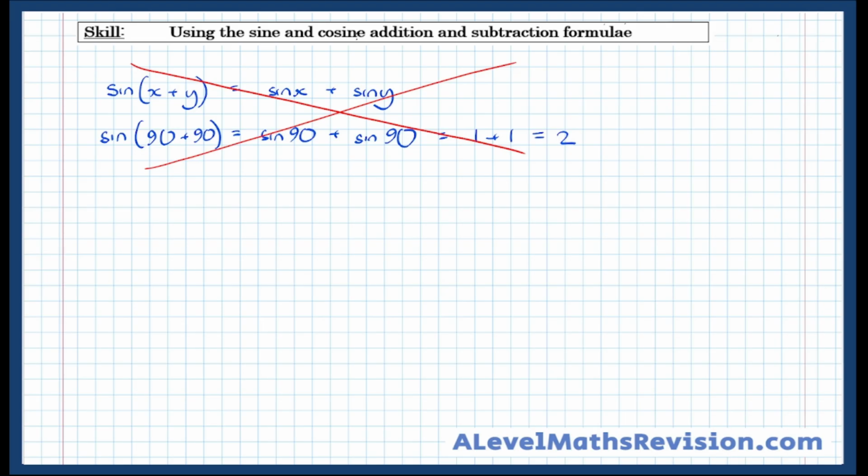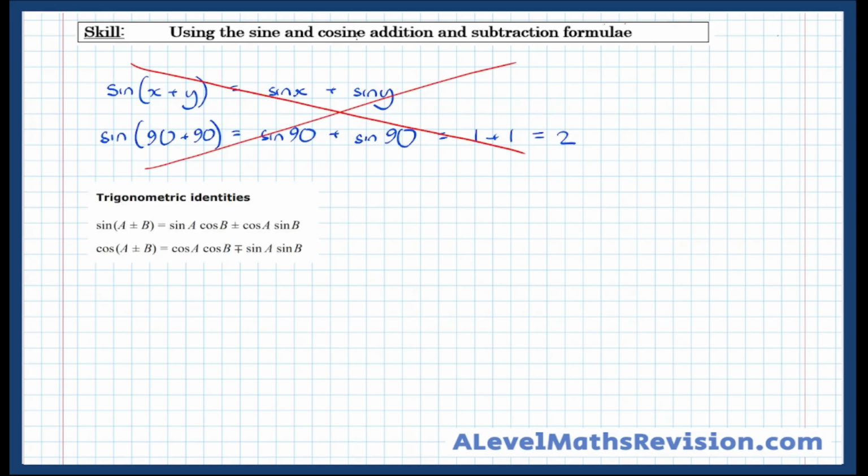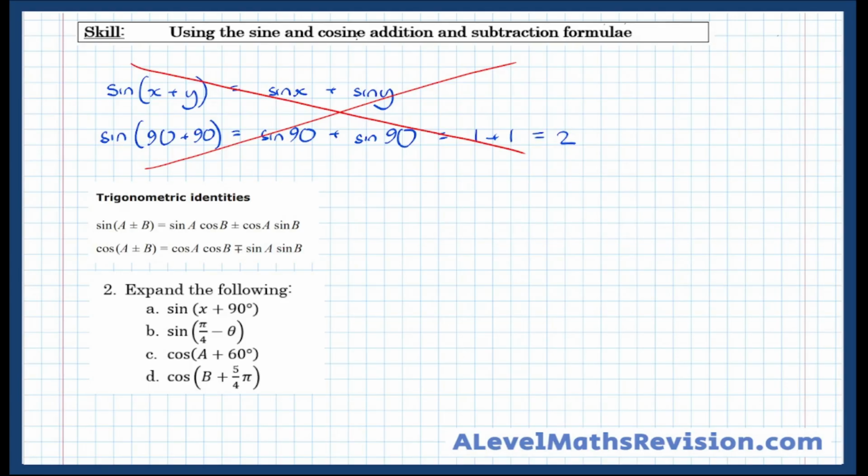Let's show you how compound angles are actually expanded. And there it is there. So sine of A plus or minus B expands to sine A cos B plus or minus cos A sine B, or cos of A plus or minus B equals cos A cos B minus or plus sine A sine B. So let's do a couple of examples of these to show exactly how this works.